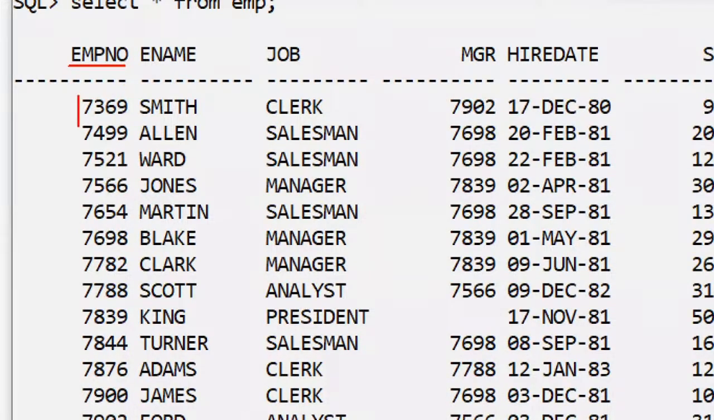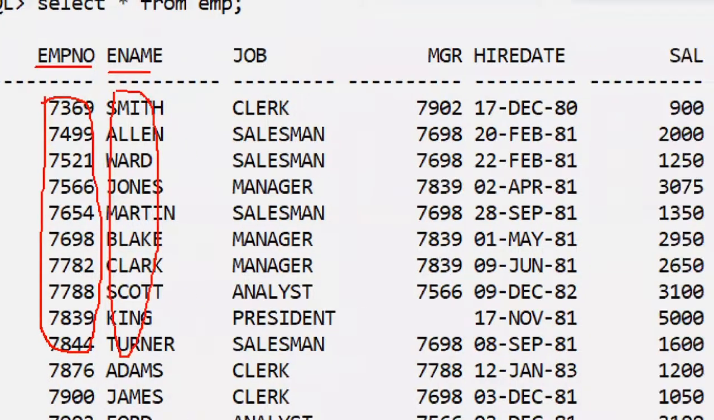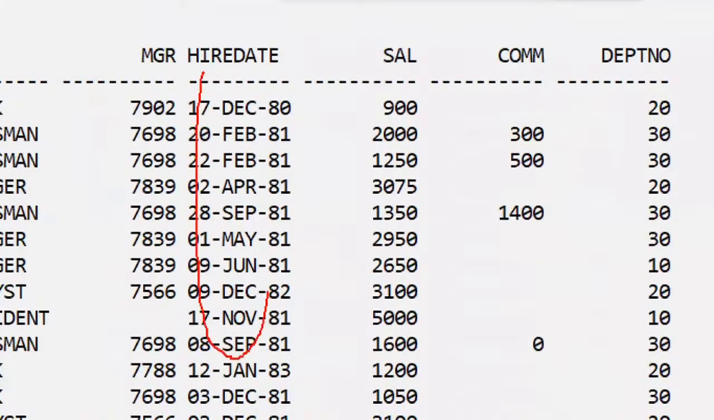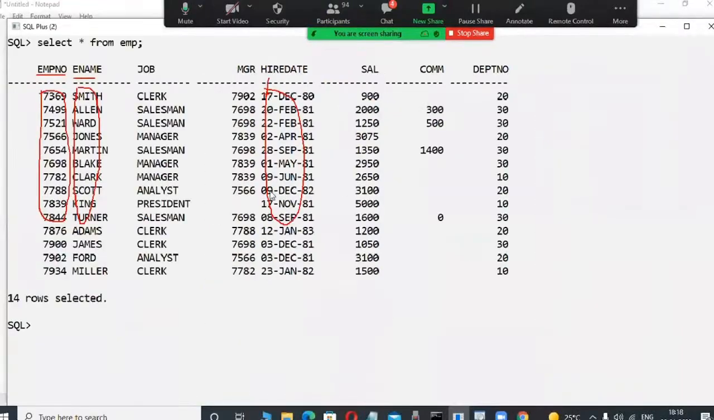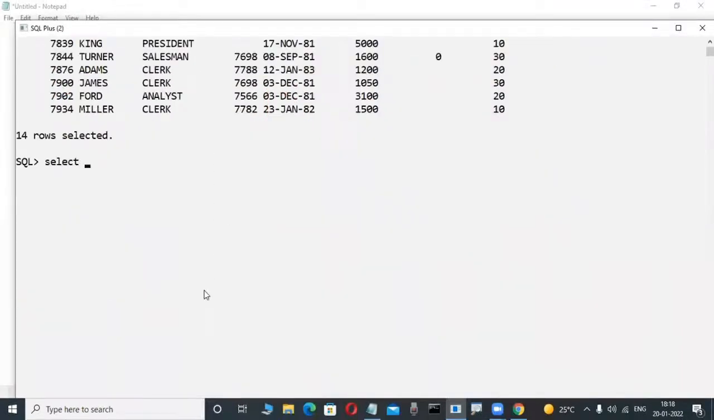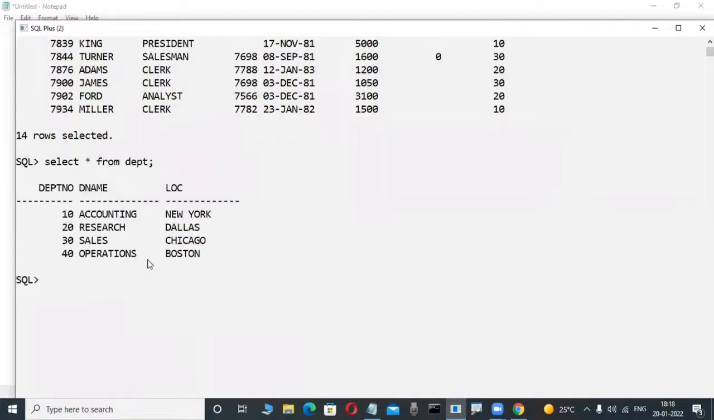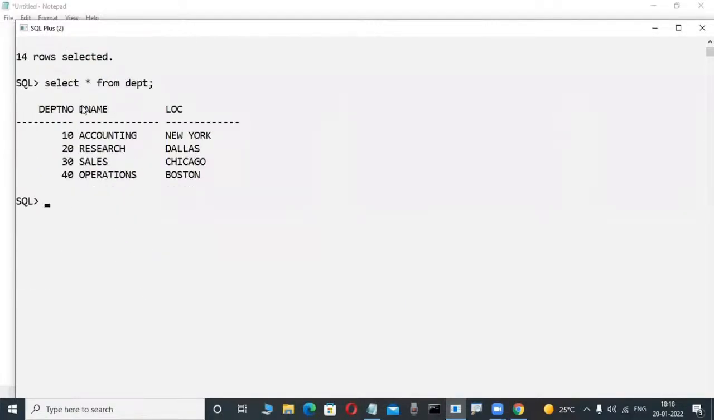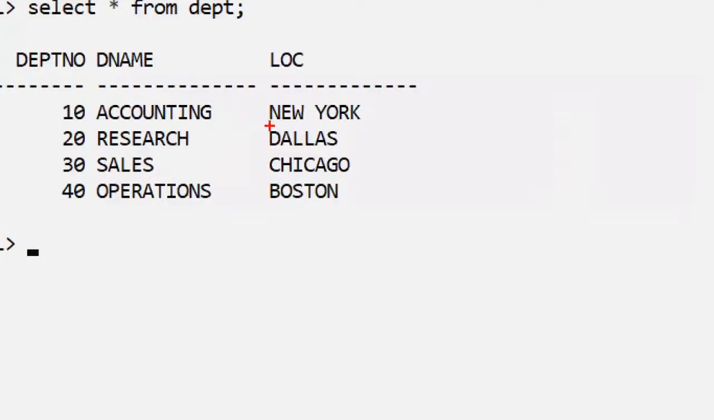Here, employee number: in this column only numbers are available. Slowly observe here, in this column only characters are available. In this column only dates are available. That's why, observe it here, the data is stored in a structured manner. In a relational database, structured data is there. A structured collection of data is there.